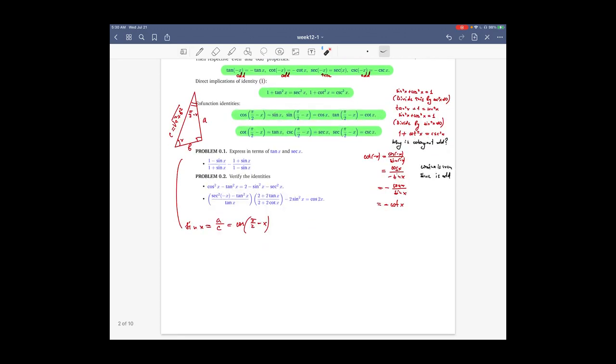This identity can be obtained from the same triangle. Sine of pi over 2 minus x is, in this right triangle, b over c, opposite leg over the hypotenuse. But at the same time, with respect to angle x, b over c is adjacent leg over hypotenuse. So b over c is also cosine x. That is the second identity. And so on. You can easily get the other 4 identities the same way.